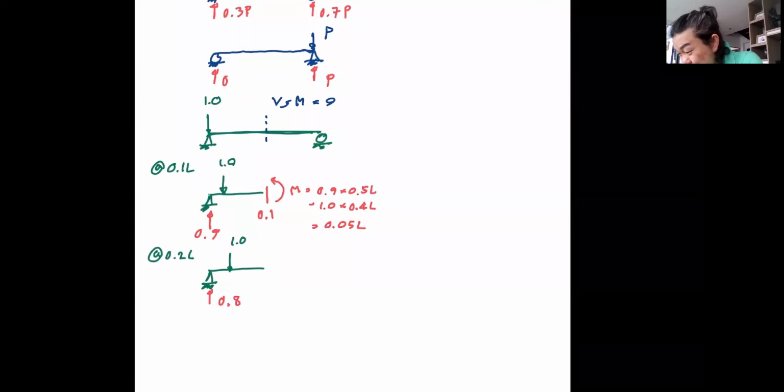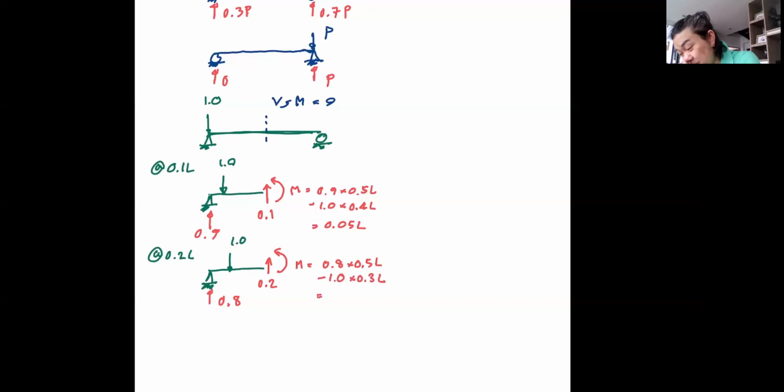And now this is upward, right? Now this is 0.2, obviously. And the moment is also 0.8 multiplied by 0.5 L minus 1, now multiplied by 0.3 L, right? It becomes 0.10 L.